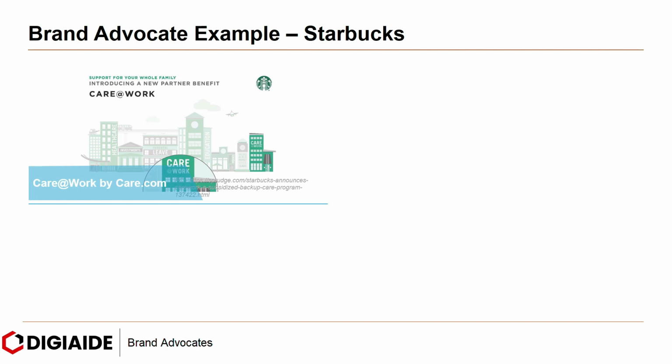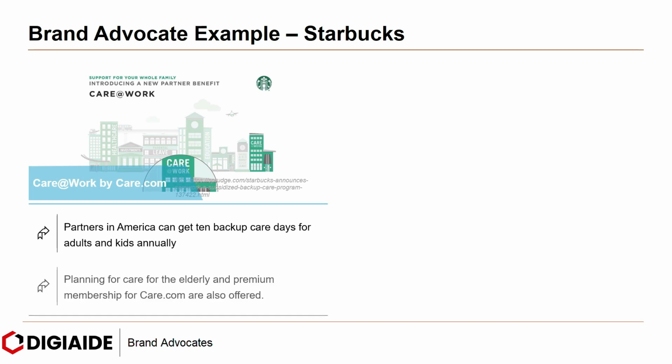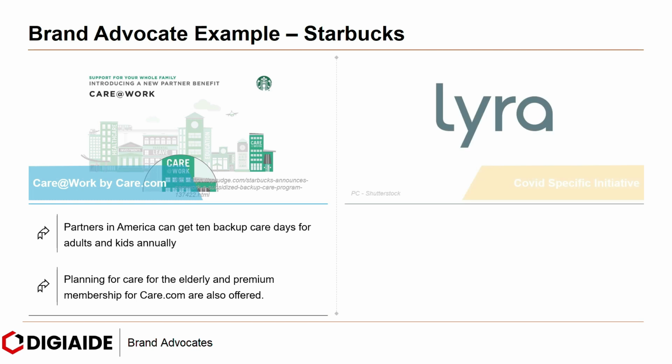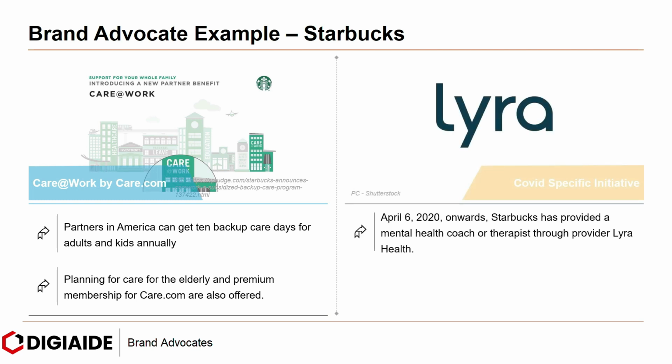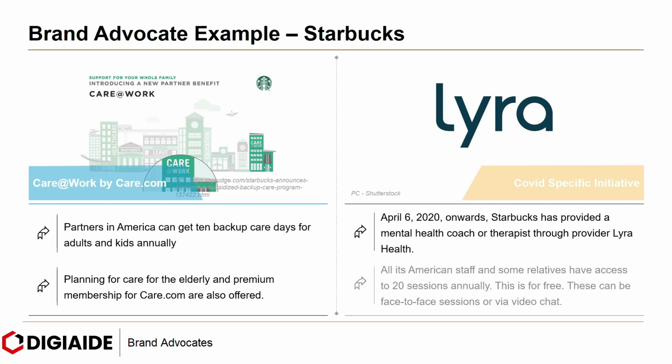Next, Care at Work by Care.com. Partners, as in employees, in America can get 10 backup care days for adults and kids annually. Planning for care for the elderly and premium membership for Care.com is also offered. And finally, Starbucks' COVID-specific initiative. April 6, 2020 onwards, Starbucks provided a mental coach or therapist through provider Lyra Health. All its American staff and some relatives have access to 20 sessions annually, and this is for free. These can be face-to-face sessions or via a video chat.